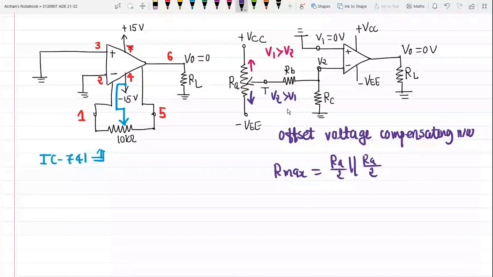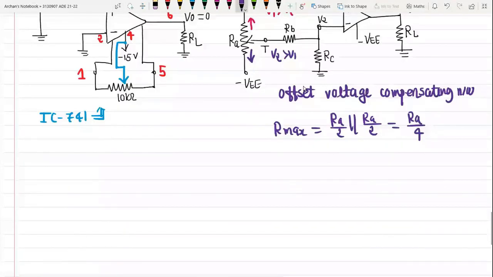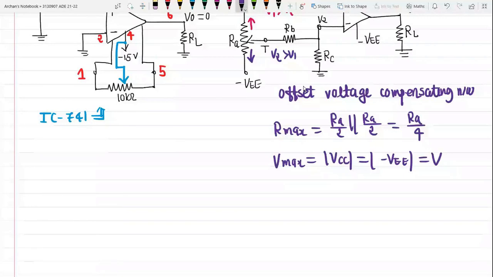We know the supply voltages, plus VCC and minus VEE, are equal in magnitude. So the maximum equivalent voltage will be either plus VCC or negative VEE. Let us call it capital V only. So V max in this case will be equal to VCC or negative VEE, and let us call it V only. This is the compensating network with maximum Thevenin's equivalent resistance and voltage.